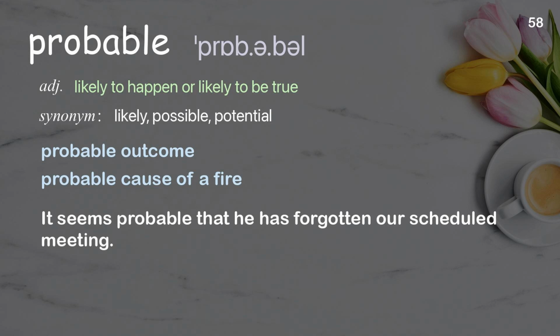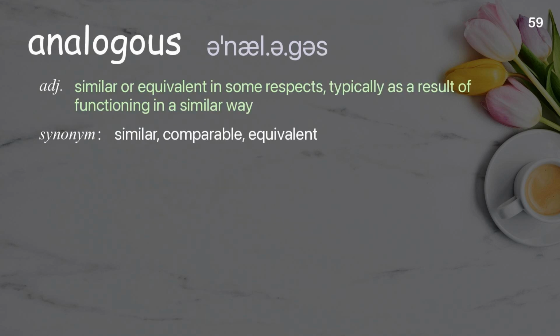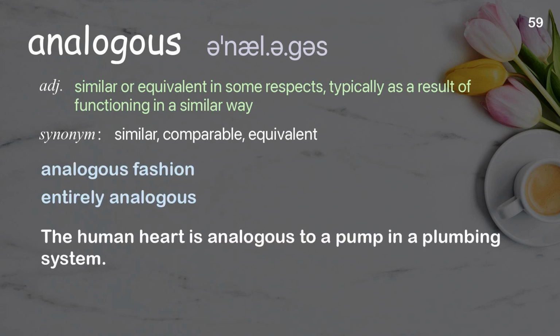Analogous. Similar or equivalent in some respects, typically as a result of functioning in a similar way. Examples: analogous fashion, entirely analogous. The human heart is analogous to a pump in a plumbing system.